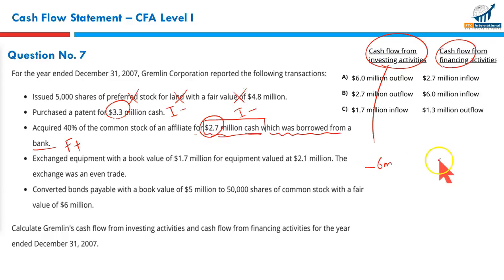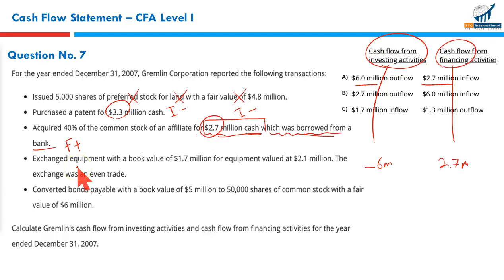That's the loan that we have taken. So 2.7 million inflow from financing and negative 6 million outflow from investing. So that makes A the correct option. 6 million outflow from investing and 2.7 million inflow from financing because we borrowed from a bank.